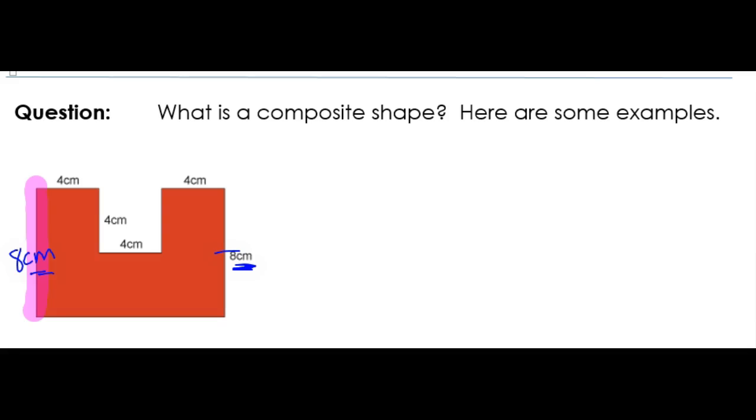Now, for the bottom side, I'm going to look at this, and I know that the bottom side is made up of this little bit, and then this little bit here, and then this little bit right here. And the pieces of that are given above. So I know that if I have 4 centimeters plus 4 centimeters plus 4 centimeters, that's going to give me 12 centimeters overall. So that's my strategy for solving the perimeter.